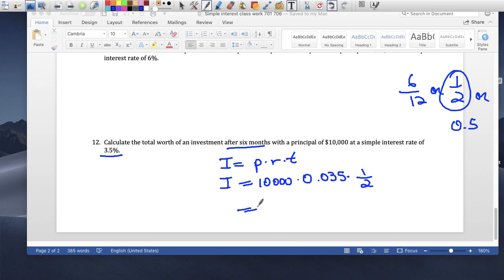So just multiply 10,000 times 0.035 times 0.5 or a half equals, the interest is going to be $175. So if you put $10,000 in the bank for 6 months at 3.5% interest, you're going to make $175. Okay, and that's it.